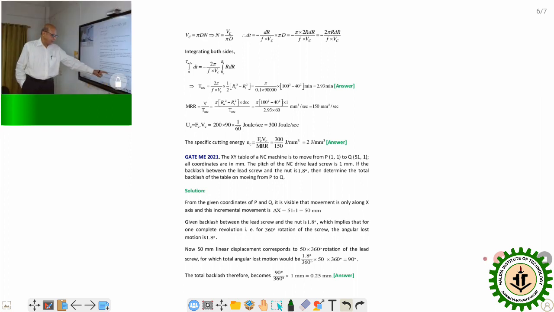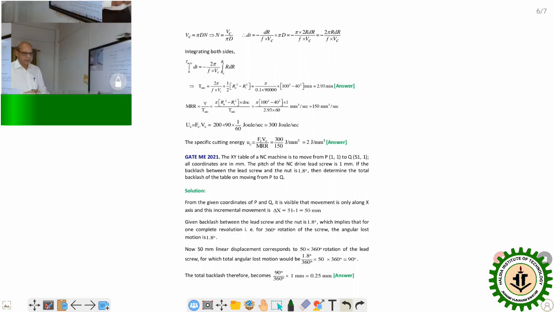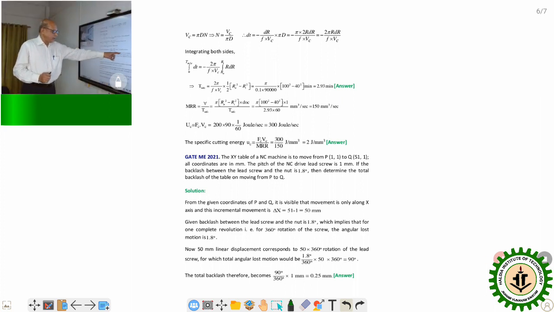Now 50 millimeter linear displacement corresponds to 50 into 360 degree rotation. So if the objective is that the tool travel will be 50 millimeter along X direction, then what will be the total rotation of the lead screw in degrees? 50 into 360 degree. For which the total angular lost motion will be how much? So 1.8 by 360 into 50 into 360. For simplification, I have done something like that. So 360 cancels out, and if you multiply 1.8 by 50, it will come as 90 degree.